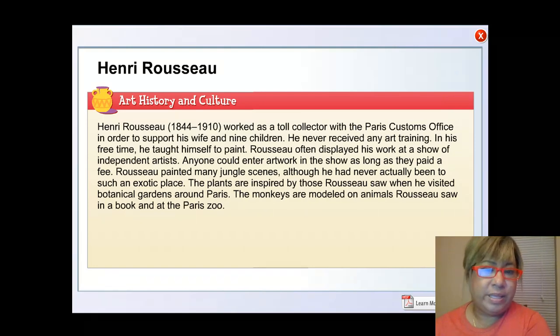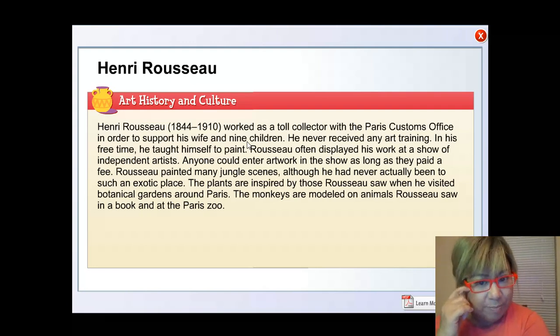Henri Rousseau. He was a painter. We just told you that he often would display his work in shows for people to see. He used to work at an office in order to support his wife and 9 children. He never went to school to learn how to do any art. He just did it on his free time, and he taught himself how to paint. Okay, so he liked to create a lot of jungle scenes, maybe like a fantasy, because he never got to go. He never actually went to an exotic place.